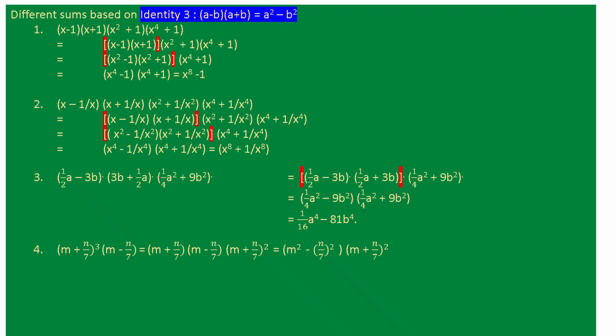Looking into sum number 4, this also has to be rearranged because the first expression is raised to the power of 3, whereas the second expression has a power of 1. If we remove the power of 3, it can satisfy identity 3. So what we need to do, remove or find the product of m plus 1 by n times m minus n by 7. The remaining m plus n by 7 squared, you need to multiply with the expression that can satisfy identity 3, and then you get the resultant.